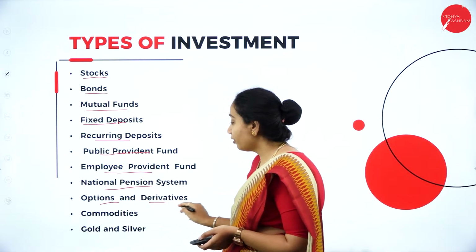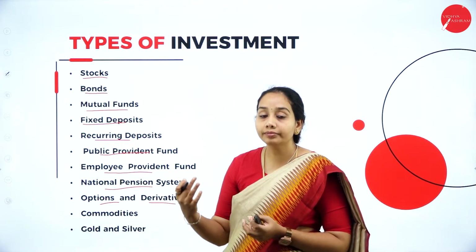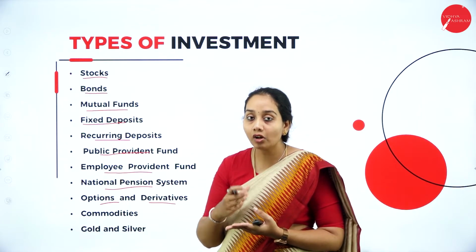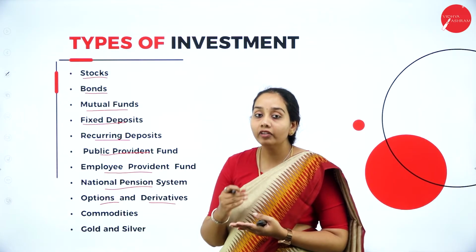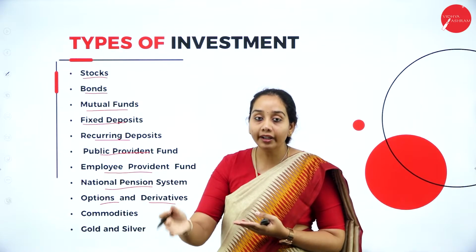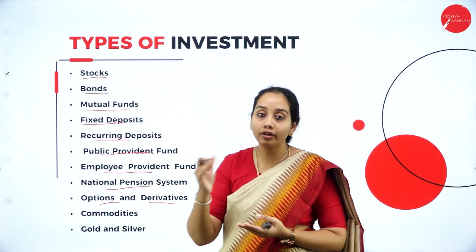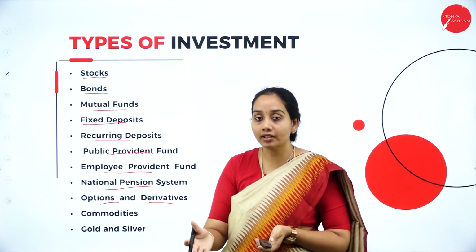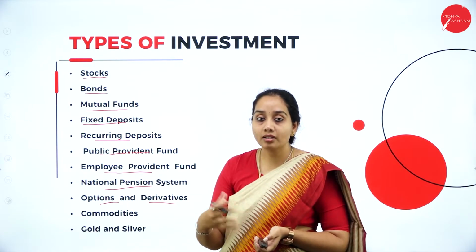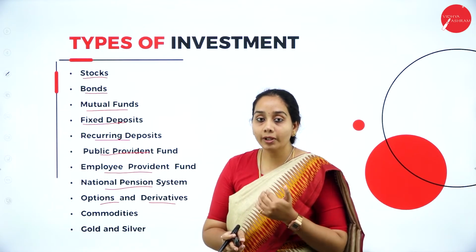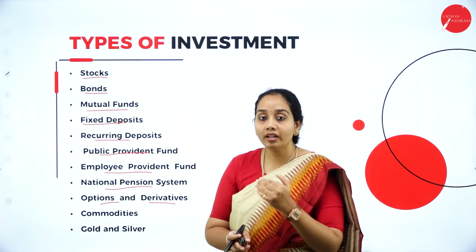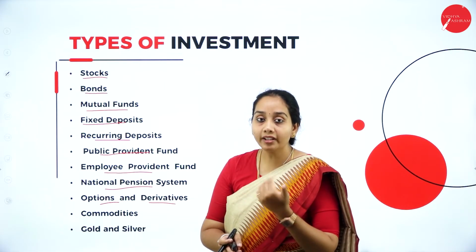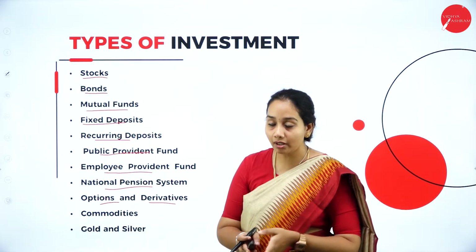Next is options and derivatives. Options and derivatives are instruments of the money market. Options, as the name itself tells, means the buyer has the option whether to buy or not, or to sell or not, the underlying asset. Underlying assets are nothing but commodities or shares or stocks, etc. The option holder has the right to sell or buy the stocks in a period of time. So that is called options.